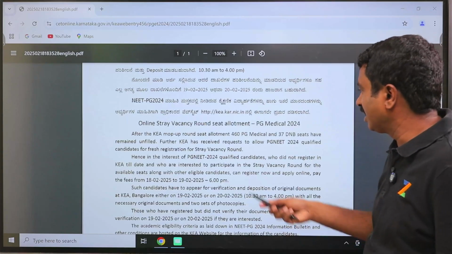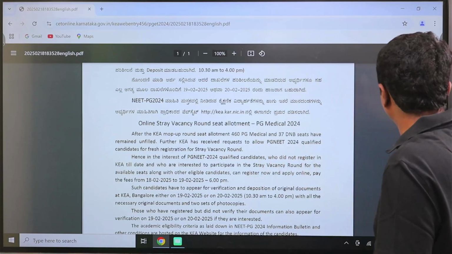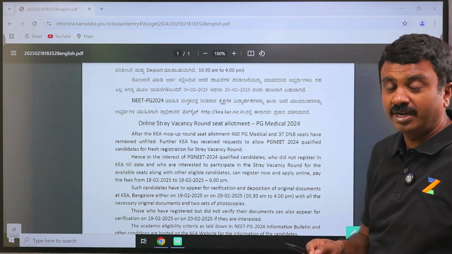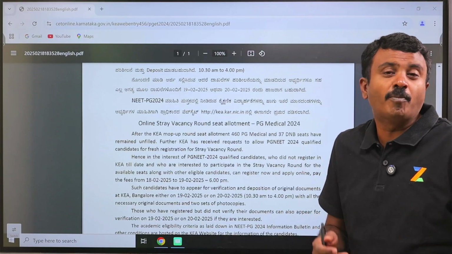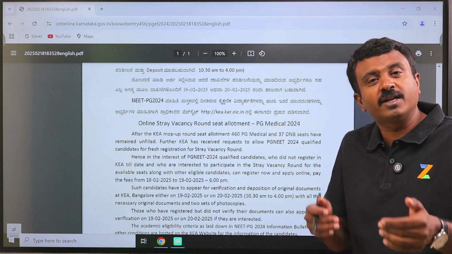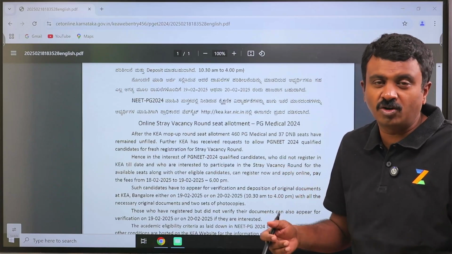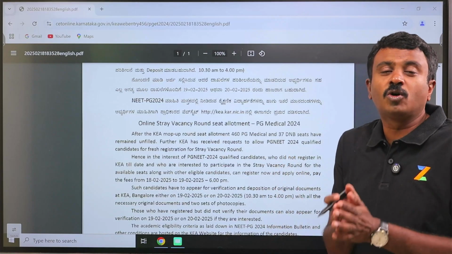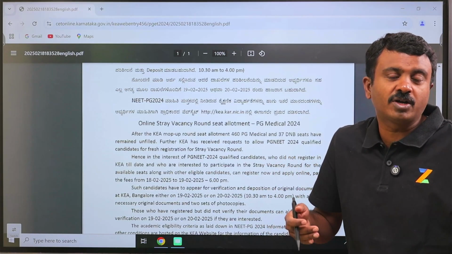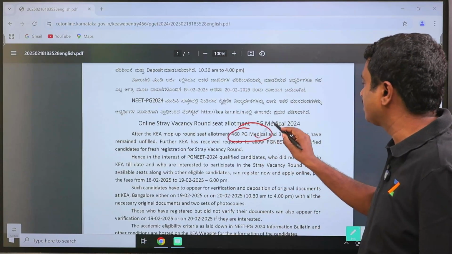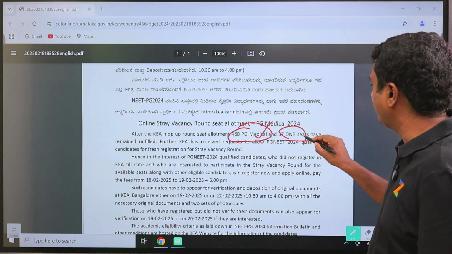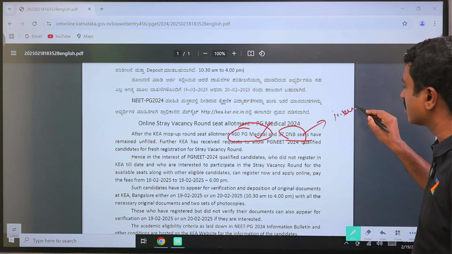Note that this is very critical. There are 460 PG medical seats. Many of them might be non-clinicals, but there are quite a few clinical seats too, based on mop-up round allotted and did not join candidates, round 3 allotted and did not join candidates, and those candidates who were allotted in All India mop-up and their seats got cancelled. So that is around 460 PG medical seats, and 37 DNB. This is only for in-service candidates, this is not for other candidates.